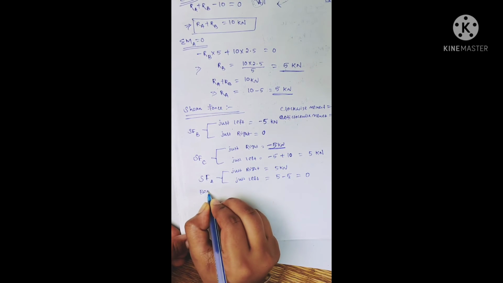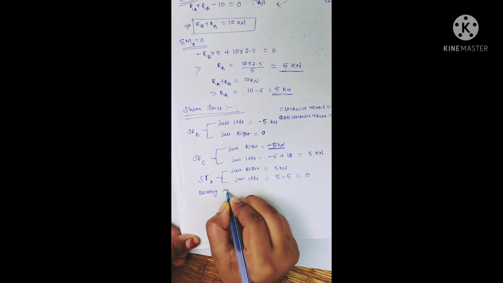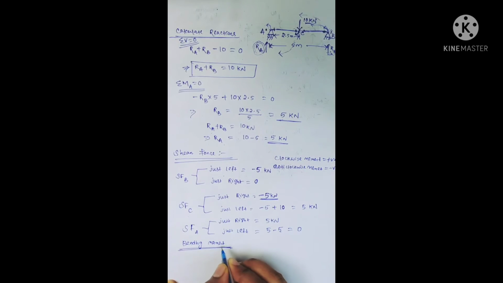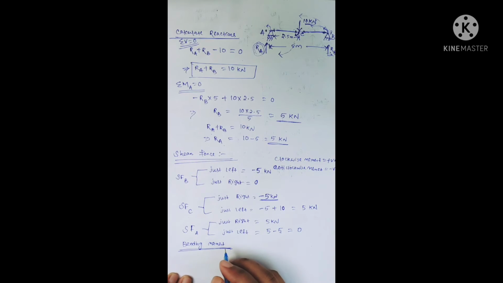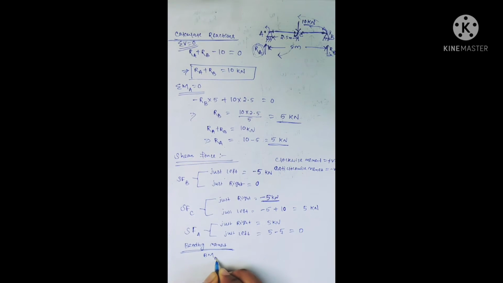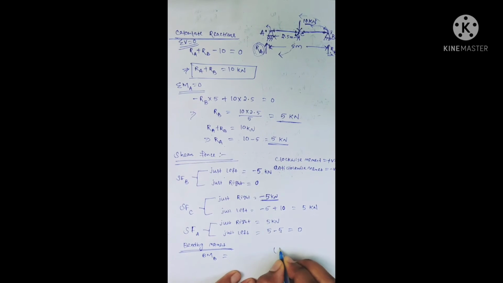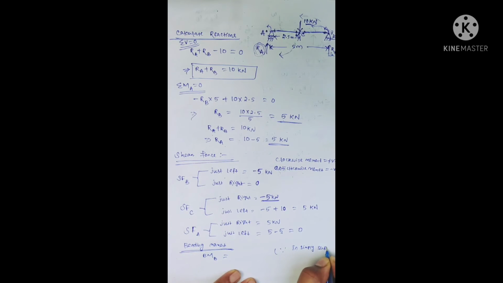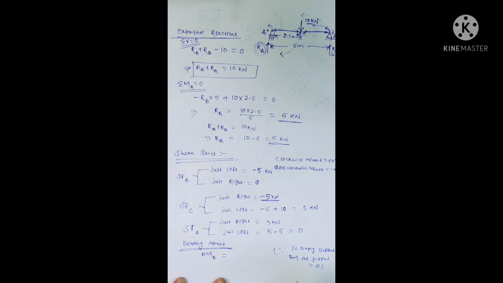Now calculate the bending moment. We have to calculate bending moment at every point. So first, bending moment at point B. At points A and B, there is simple support. Let's keep in mind, in simple support, bending moment at support is equal to 0. Okay, so bending moment at B will be 0.